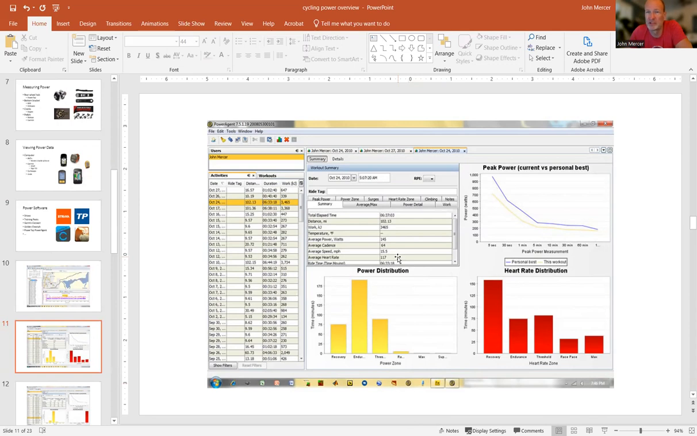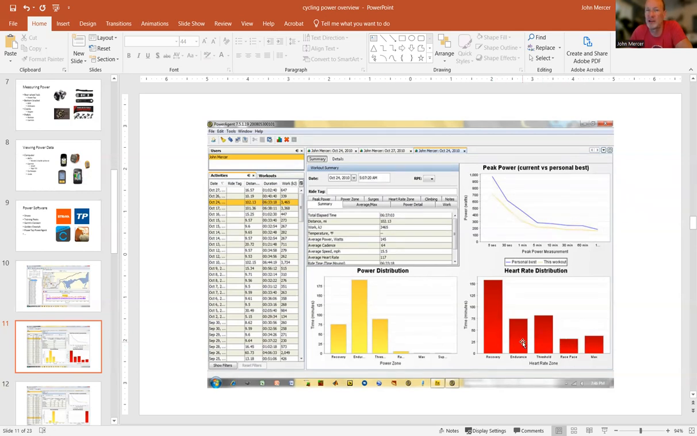And so here, this was a typical training ride. And for a typical training ride, most of the power is on the low side. So very easy type of ride, maybe a little bit of somewhat hard type of intensity. And the heart rate data correspond with that.